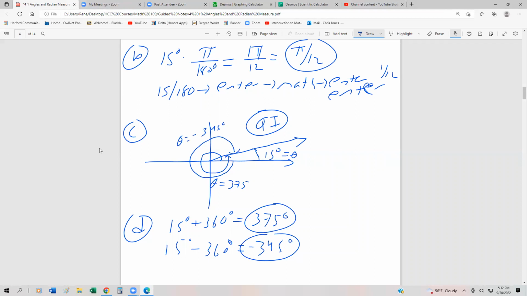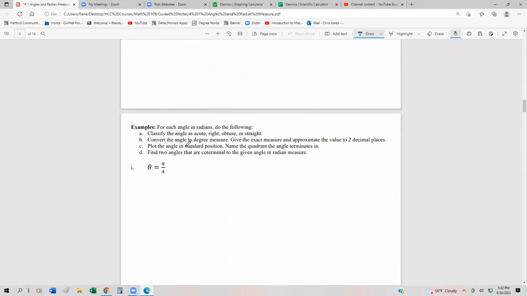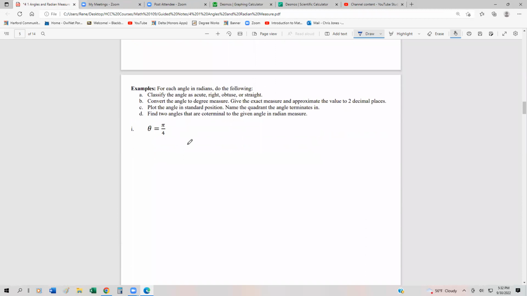All right. Now, what if we want to go the other way? What if we're given the radian measure and we want to do all the same things, but this time we're going to convert into degrees, but we're going to make sure that we go through and try to go backwards from this. All right, so it might be easier for us to start with letter B to convert the angle into degree measure. All right, so here's how we're going to do that.